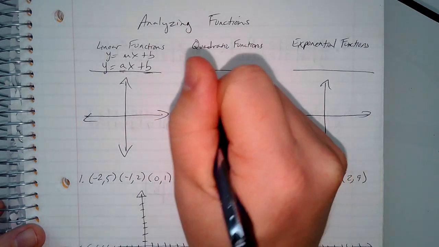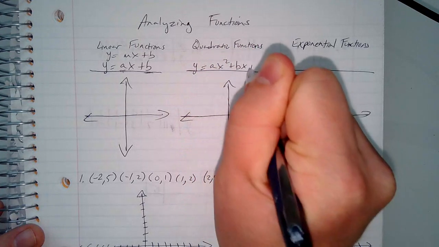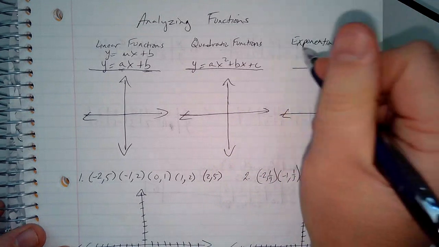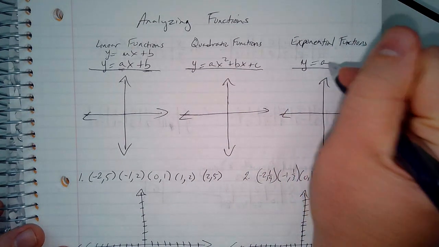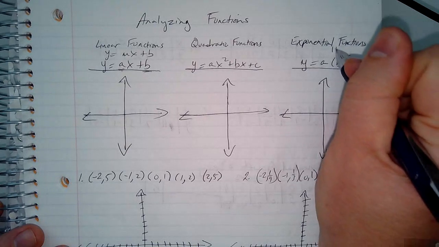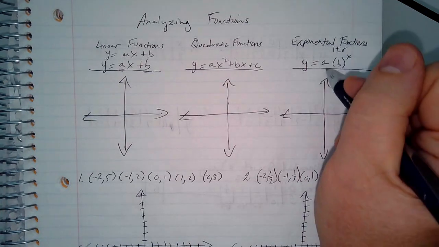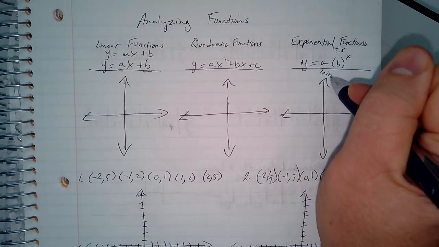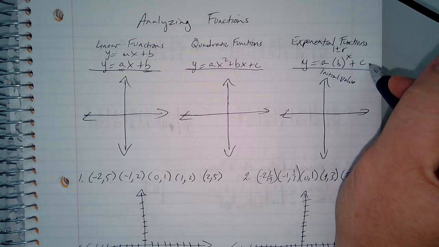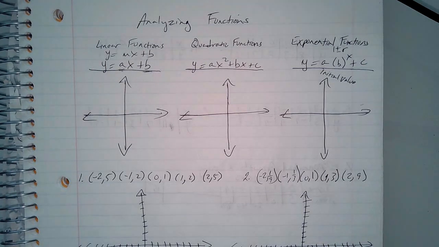We also have quadratic functions, y equals ax squared plus bx plus c. Remember doing all that with the quadratic formula. And then we have exponential functions, y equals a times b to the power of x, right? And that b is made up of 1 plus or minus the rate. You remember all that? a is the initial value. And then we can also have a plus c on the back here that is our asymptote. You remember all that? Good.